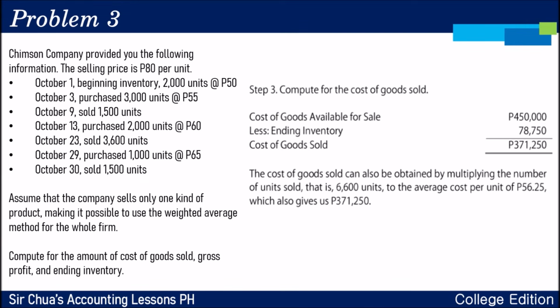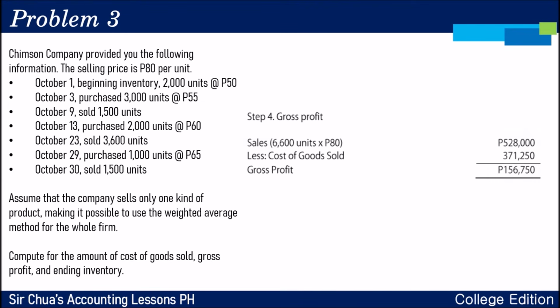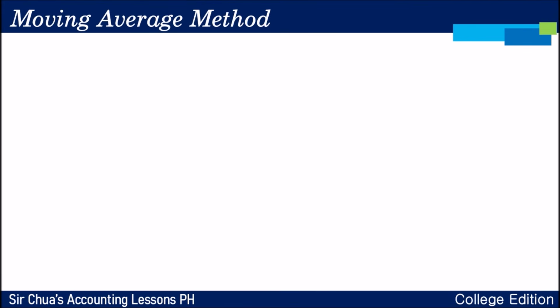Or, you can also multiply the 6,600 units by 56.25. The result will be the same, 371,250. Okay? And then, your gross profit is just the same. Sales minus the cost of goods sold you computed earlier, that is your gross profit, 156,750. Okay? Aren't the steps easy? It's very procedural, but once you have memorized and understood the computation well, you will not get confused. And let's move on to moving average method.